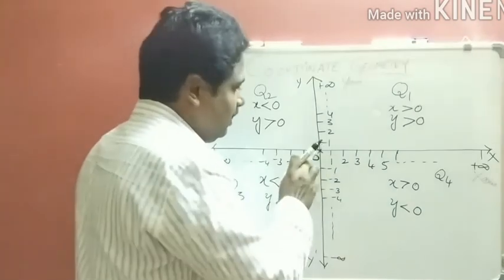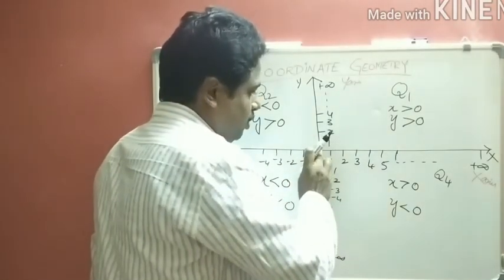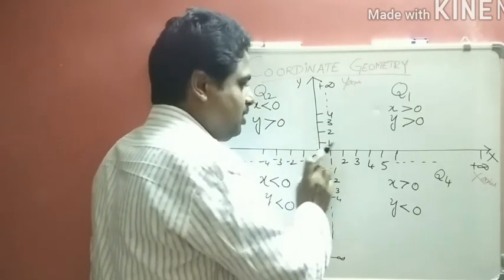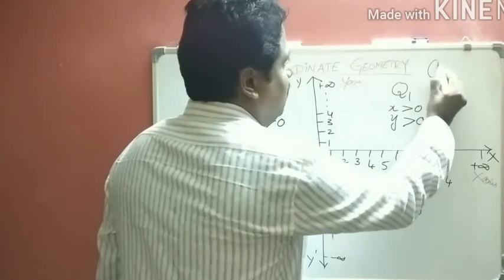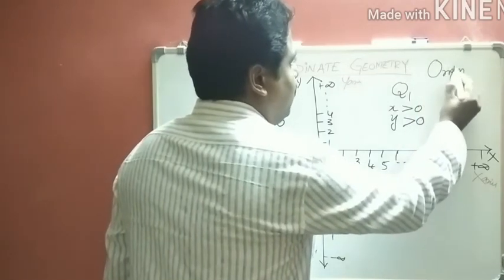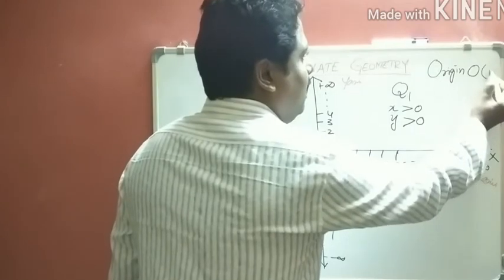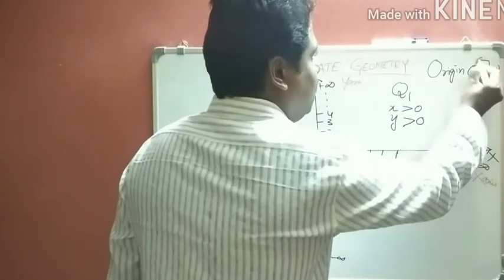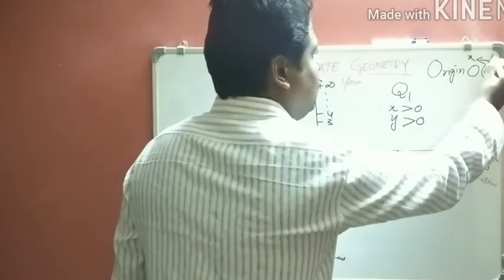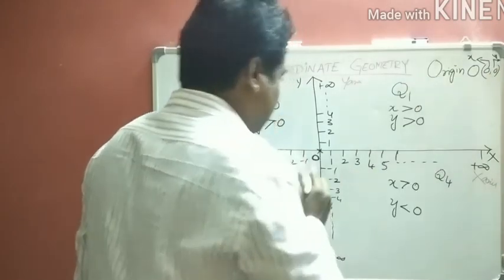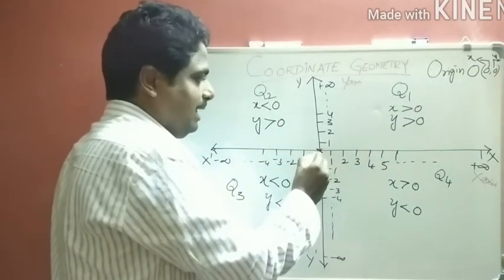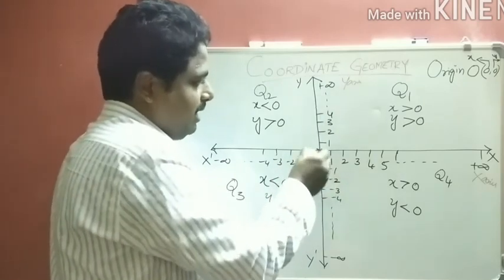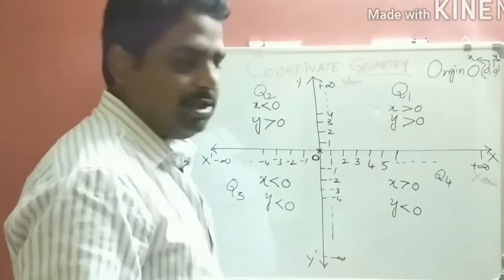So what is the starting point? From here to here, 0 to 1, and 0 to -1. Here it means -1 to 0, and here 0 to 1. So the origin is denoted by O, and that is (0, 0), because this denotes x and this denotes y. X is 0, y is 0. At the origin, the x coordinate is neither negative nor positive, and the y coordinate is neither negative nor positive. So the origin is (0, 0).